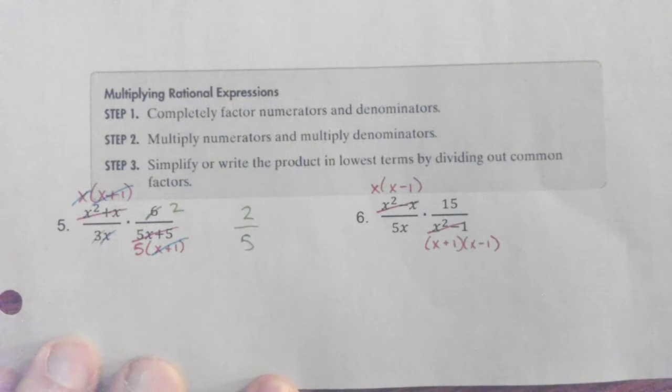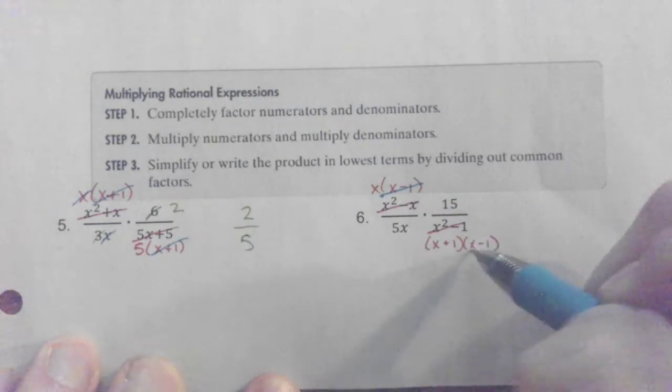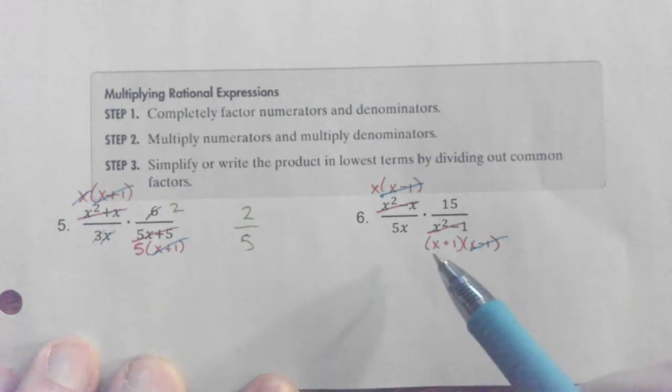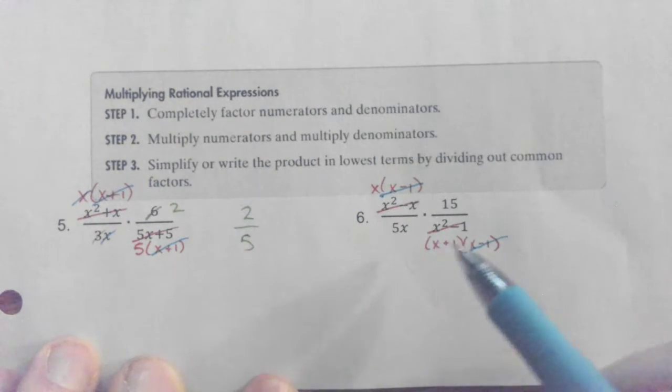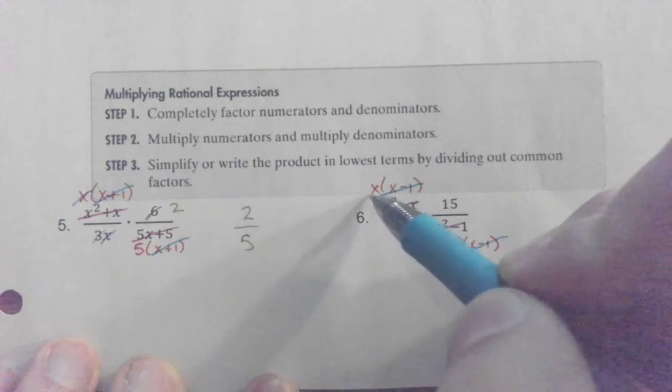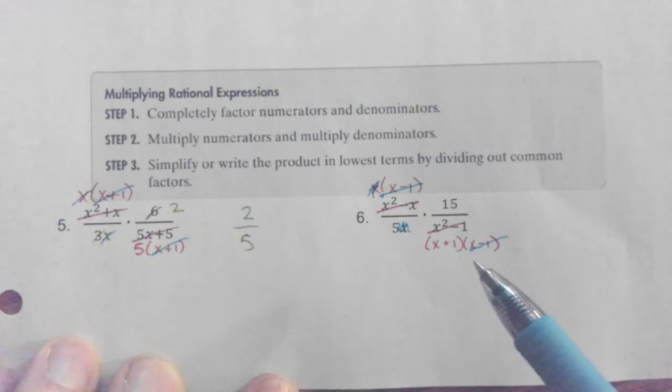Okay, so now I've got everything factored. I'm going to go ahead and start looking for things that cancel. I have an x minus 1 on top and bottom. Those will cancel each other out. I cannot cancel this x with that x because this one is a cross addition. However, I can cancel this x with that x because those are being multiplied. So those are fine to cancel.